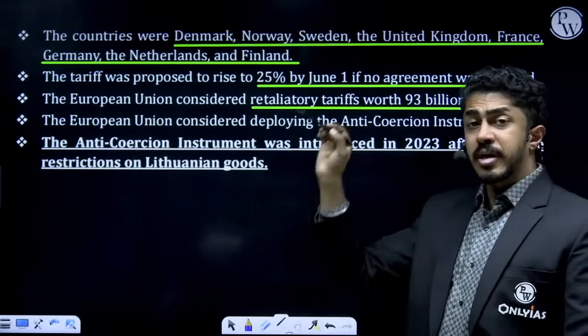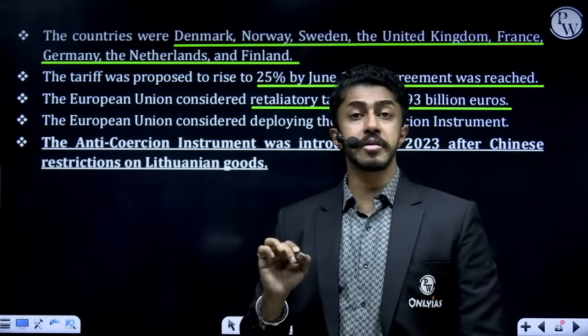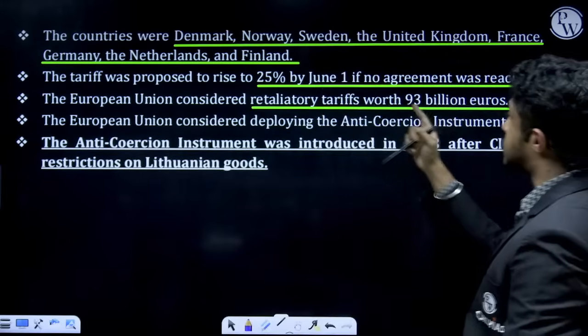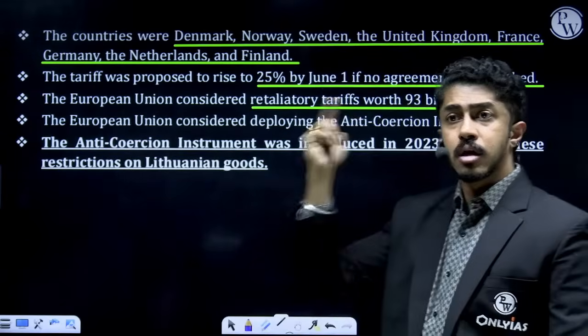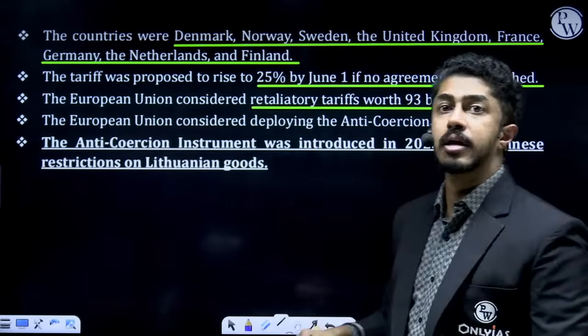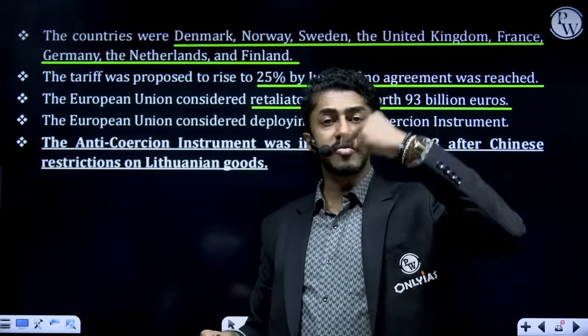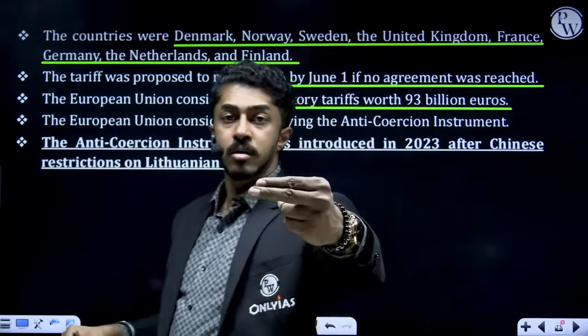Yet now everybody is united against Trump. Everybody is united. And what did they do? They decided basically, let us do one thing. Let us impose a retaliatory tariff. If this fellow raises it, we will also bring it to 93 billion euros. How much damage we are having? That much of damage we will inflict on USA.